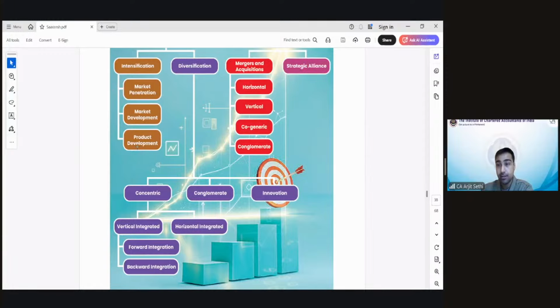Forward integration. The next step in pizza is delivery, right? You're going one step ahead from that pizza making process. You're going one step ahead in your process, of which pizza बन चुका है, उसके बाद क्या होता है? Delivery, logistics होता है. That is what is forward integration.